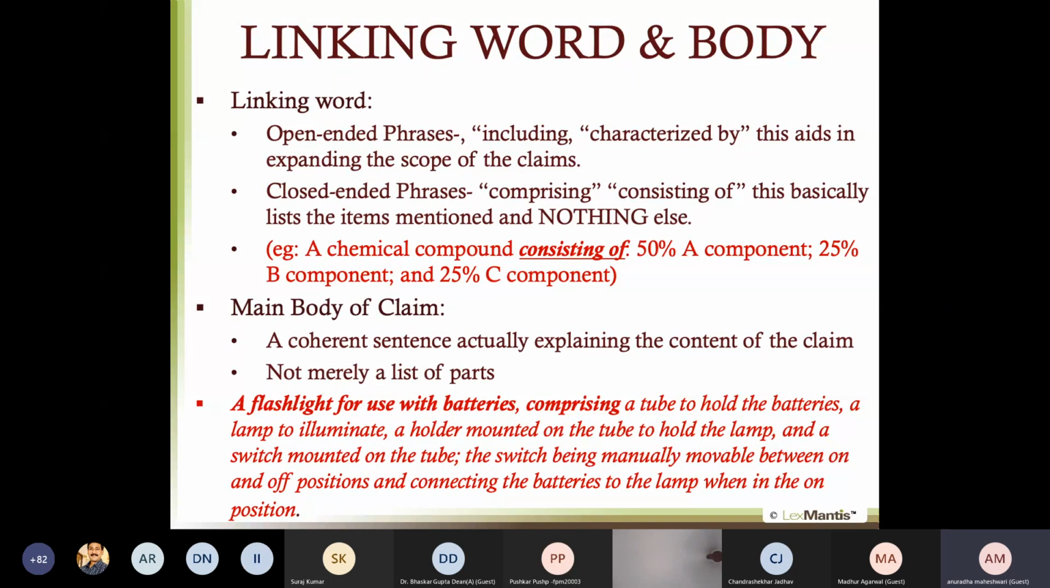So for example, this tube is your invention. The batteries may not be your invention because they are already existing. The lamp which you are illuminating is your invention. The holder on which the tube is mounted is your invention. The switch is your invention. So all of these are separate claims. We say the tube of claim 1, and then we describe the tube invention.